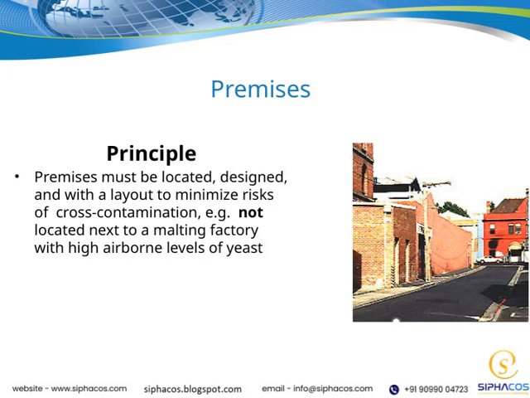Let's talk about the principle behind premises location and design. It's really important that premises are thoughtfully situated, designed, and laid out to minimize the risks of cross-contamination. For example, you wouldn't want to place a food production area right next to a malting factory that has high airborne yeast levels. Such proximity could lead to contamination issues that are hard to control. The key idea here is to ensure that the environment supports a safe, hygienic process by reducing exposure to potential contaminants. This principle is fundamental to maintaining product safety and quality throughout the entire operation.